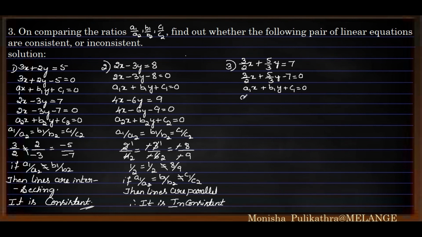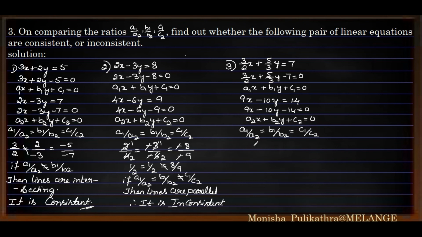So the second equation is 9x minus 10y is equal to 14. So that is 9x minus 10y minus 14 is equal to 0, and it is in the form a2x plus b2y plus c2 is equal to 0. Okay, next we need to find out the ratios, that is a1 by a2 is equal to b1 by b2 is equal to c1 by c2.